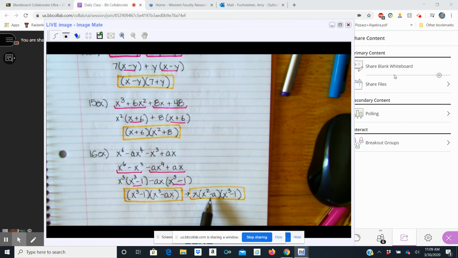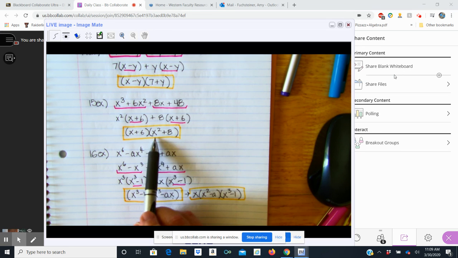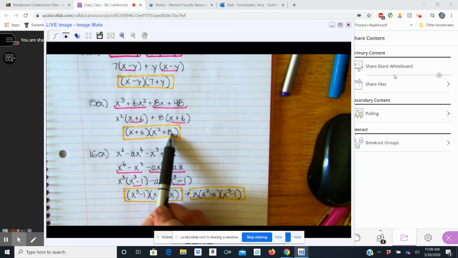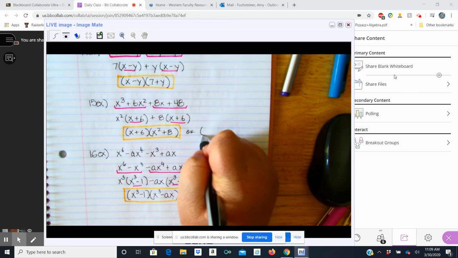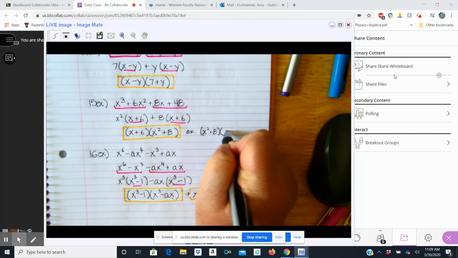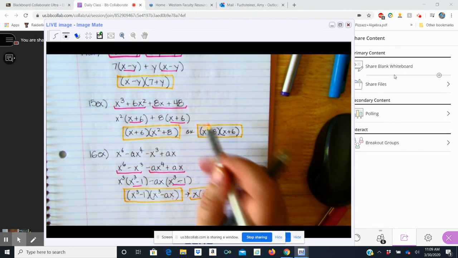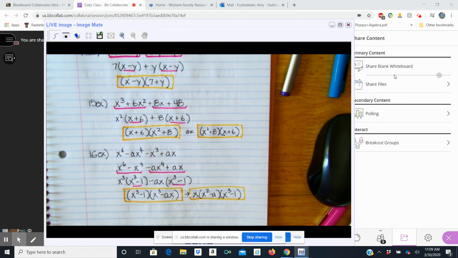But the factors can be in any order. So, like for this one, you could write your answer as x plus 6 times x squared plus 8, or you could put your answer as x squared plus 8 times x plus 6. Both of these would be okay, because when you're dealing with the factors, the order wouldn't matter. All right?